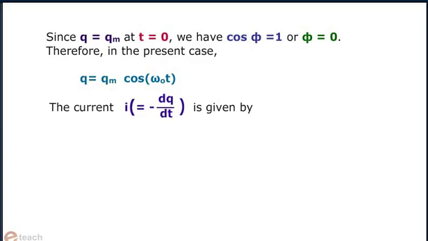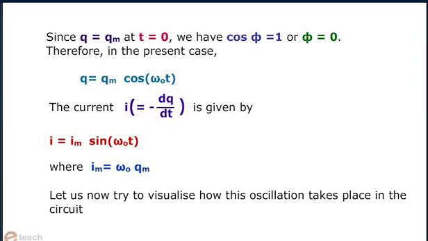On differentiating it, we get the current I equals Qm omega naught into sin omega naught t, which can be written as Im sin omega naught t, where Im equals Qm omega naught is the amplitude of the current. Let us now try to visualize how this oscillation takes place in the circuit.